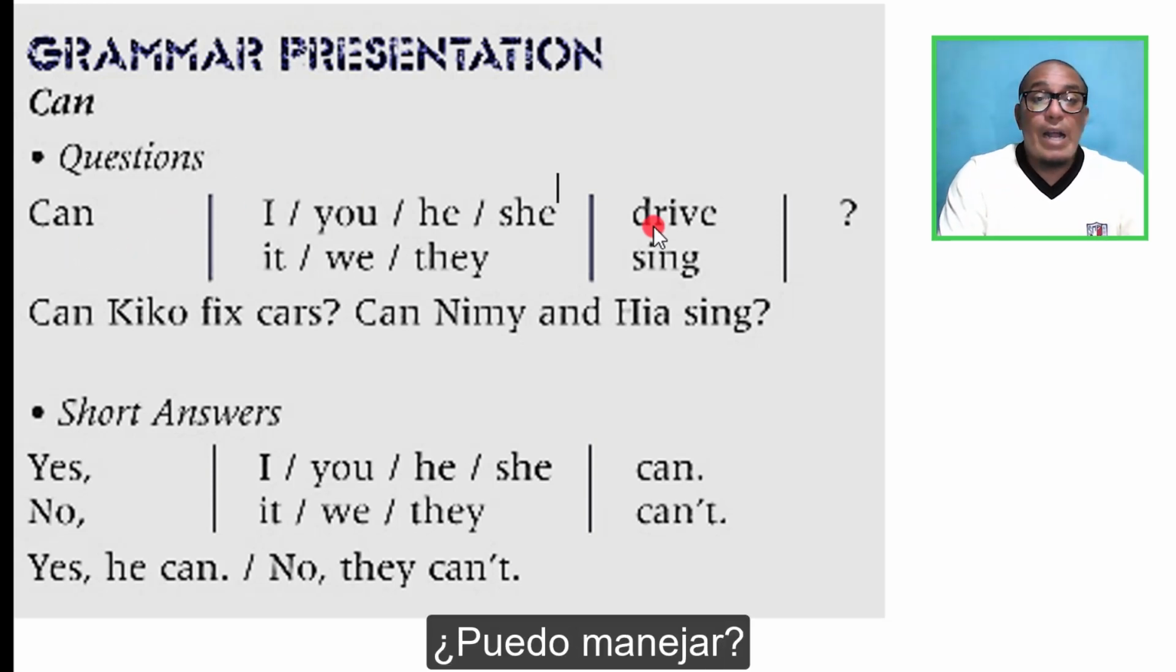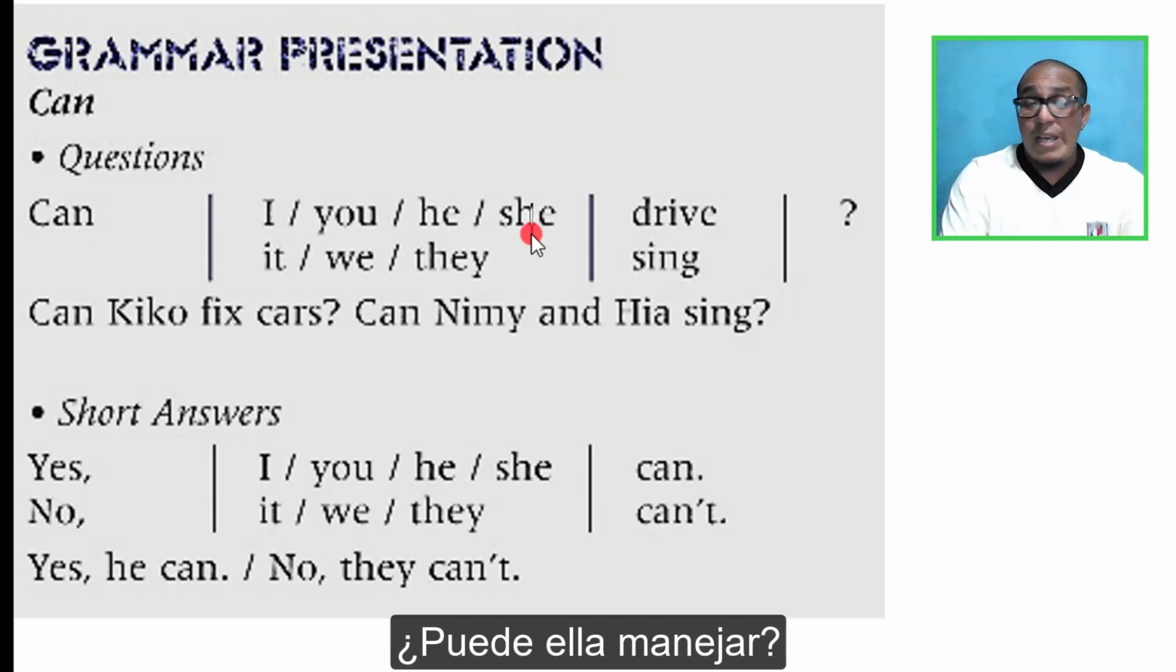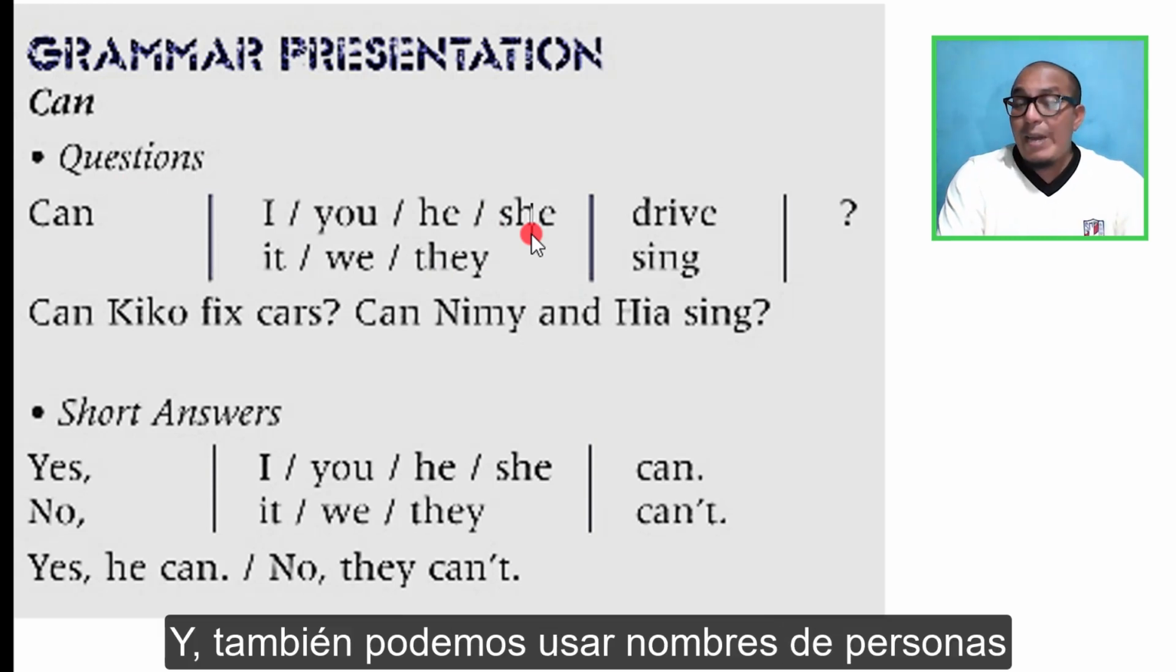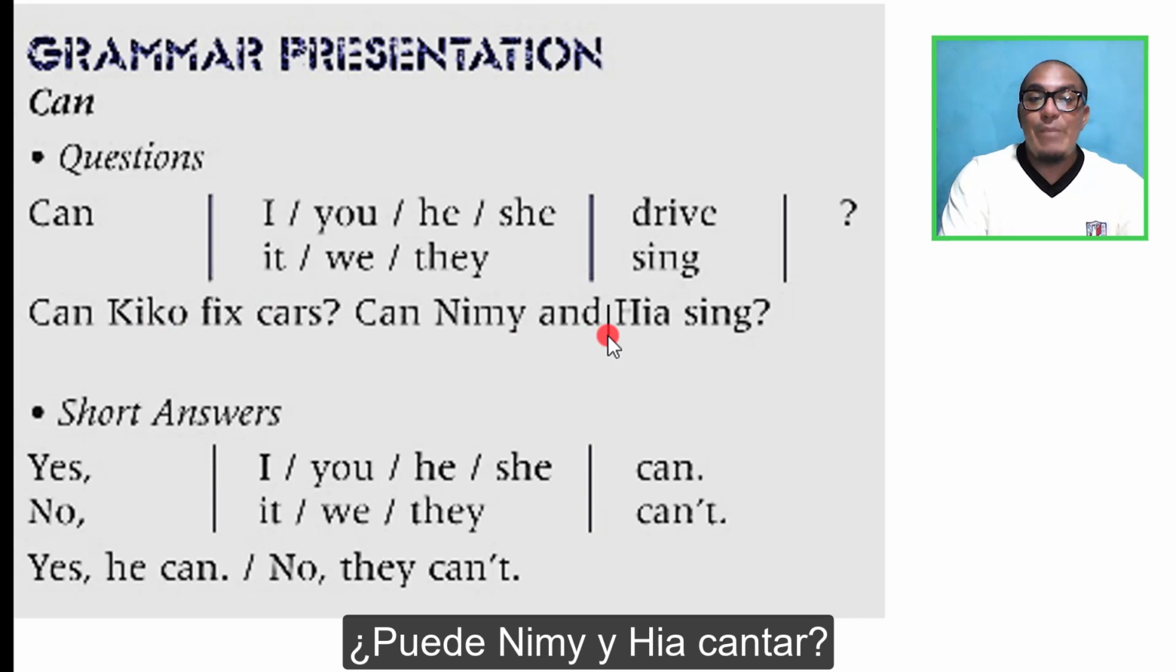And we get, can I drive? Can he sing? Can we sing? Can she drive? It's very simple. And we can use names. Can Kiko fix cars? Can Mimi and Iek sing?